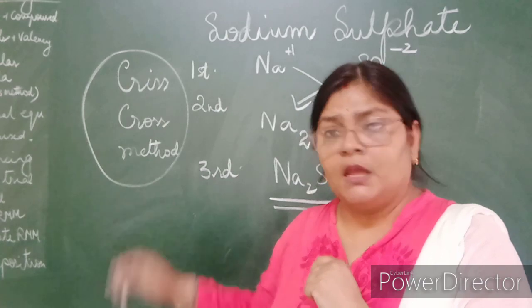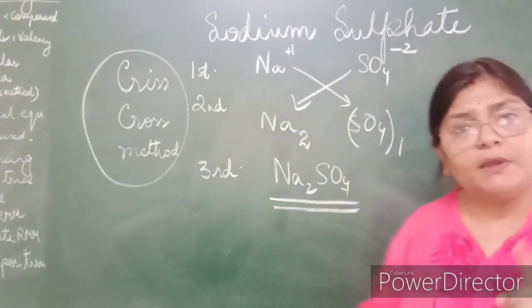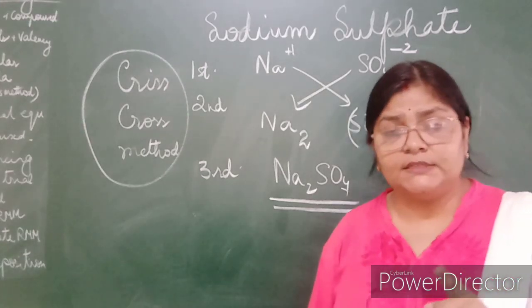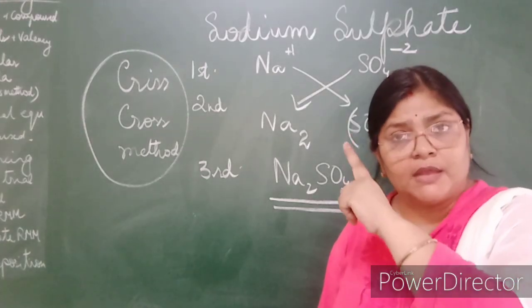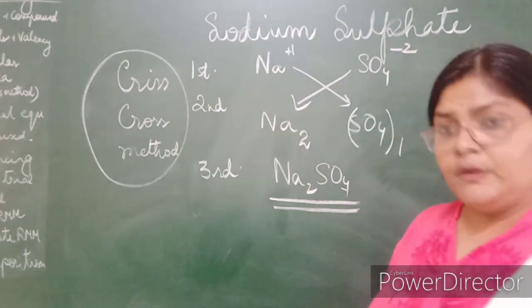Right. Now this 4, please do not get confused. This 4 is not part of the valency or interchange of valencies. This is part of its symbol as a radical. Fine. So let's do one more example.